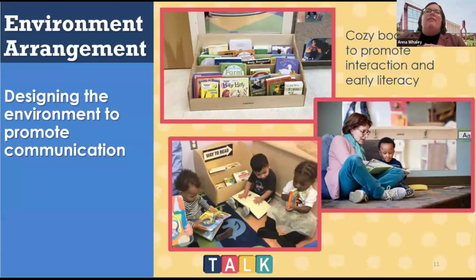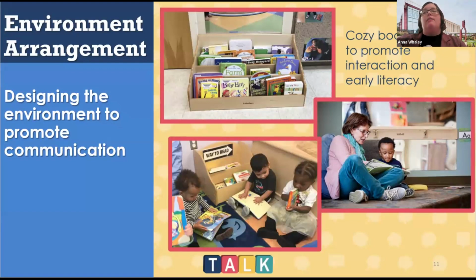So the first strategy that I'd like to talk about is arranging the environment. We often suggest starting with arranging the environment because you want an environment that's conducive to language interactions. When I say environment, I mean the physical and the social environment. You're arranging the environment to give children opportunities to experience and practice talking and communicating. The social environment is about considering the interactions and routines that take place throughout the day, and allowing opportunities for communication in those routines.